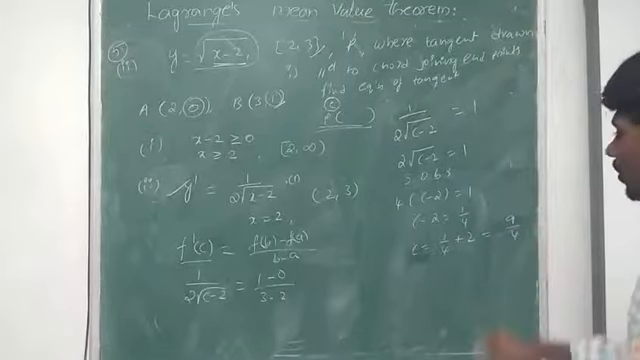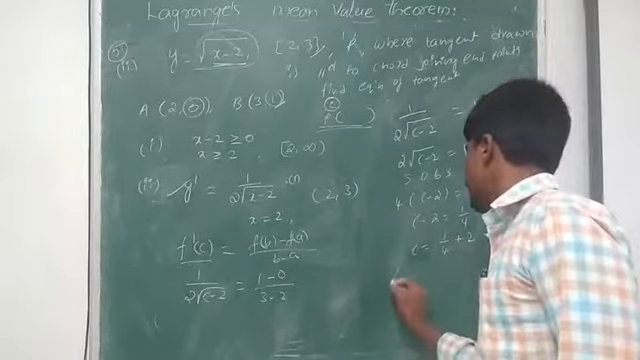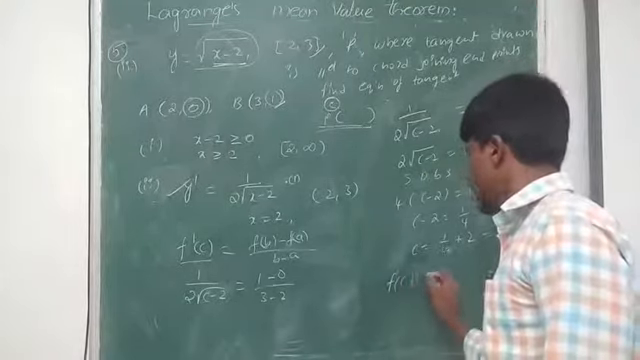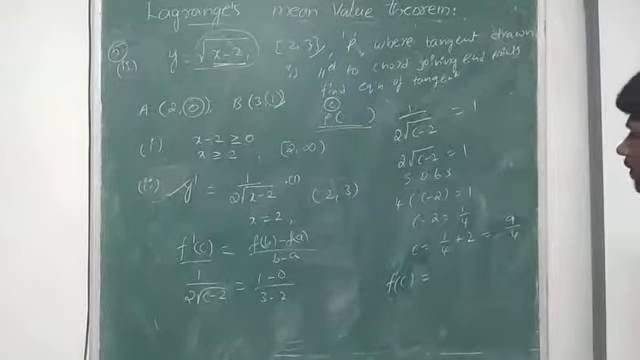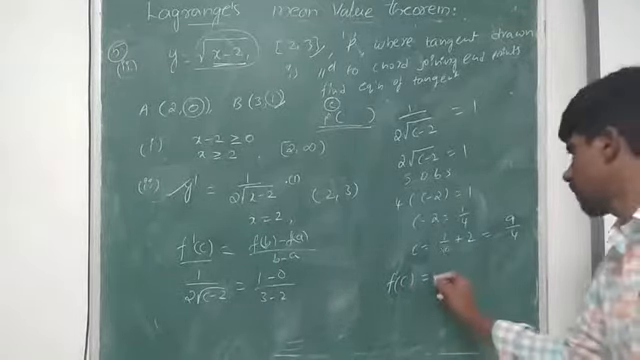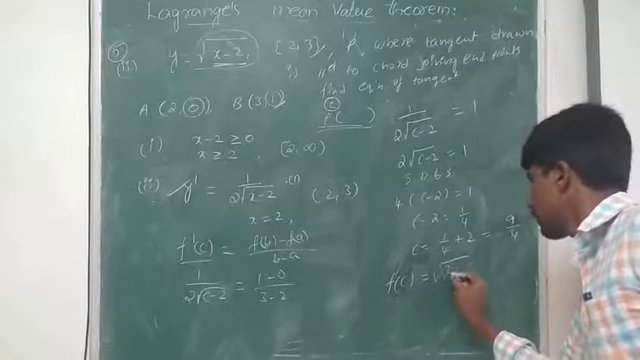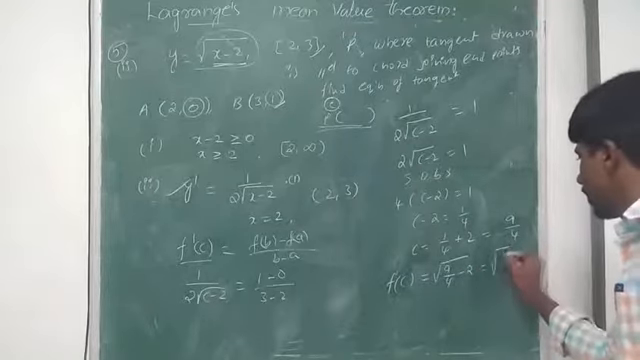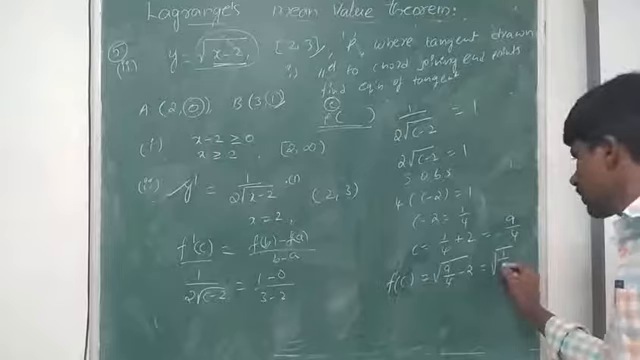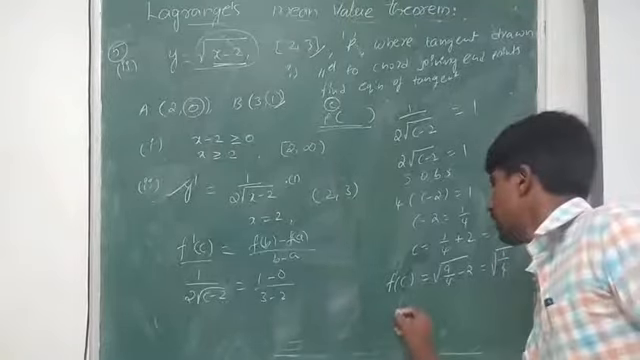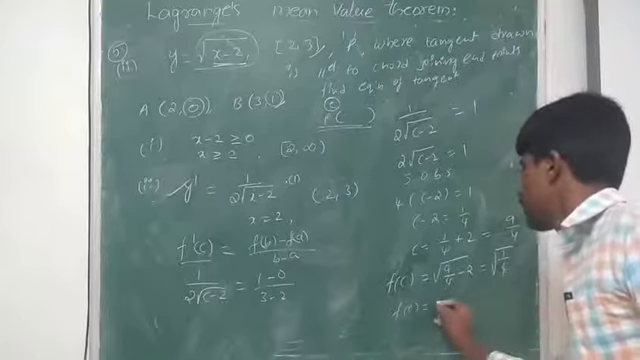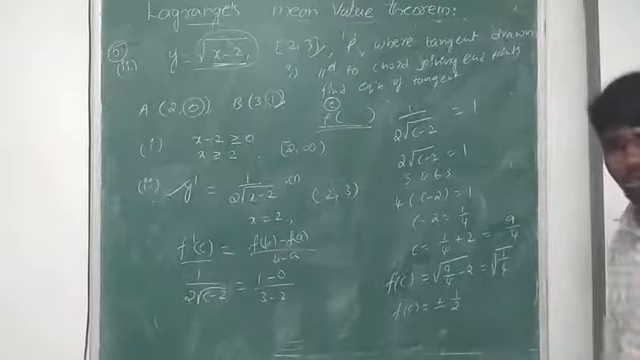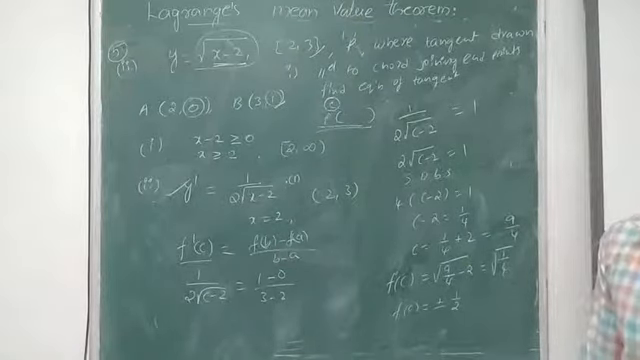Now we got the c value. To get point P, we need f of c. So what is f of c? The c value is 9 by 4, substituted there: root of 9 by 4 minus 2, which is equal to root of 1 by 4. So f of c is equal to plus or minus 1 by 2. There are 2 points. What are the 2 points?